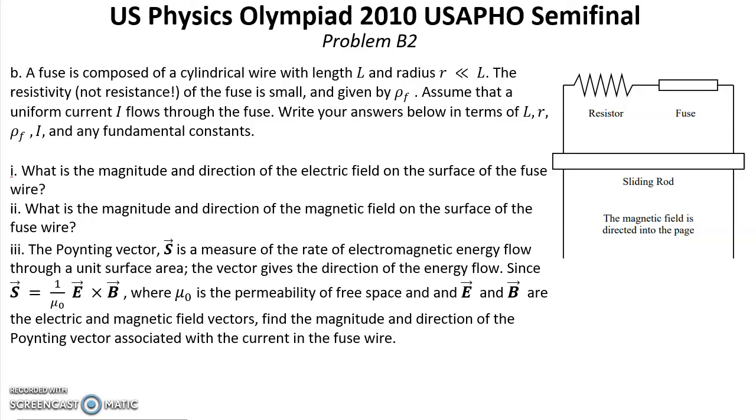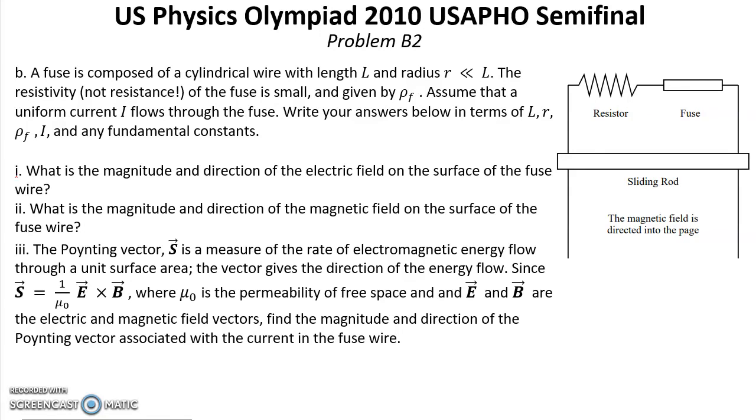Third question. The Poynting vector S is a measure of the rate of electromagnetic energy flow through a unit surface area. The vector gives the direction of the energy flow. S equals 1 over mu 0 multiplied by the cross product of the electric field and the magnetic field, where mu 0 is the permeability of free space and E and B are the electric and magnetic field vectors. Find the magnitude and the direction of the Poynting vector associated with the current in the fuse wire.